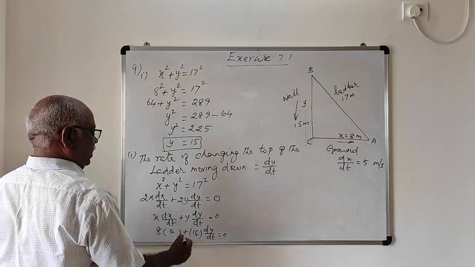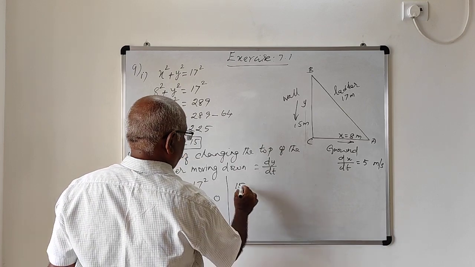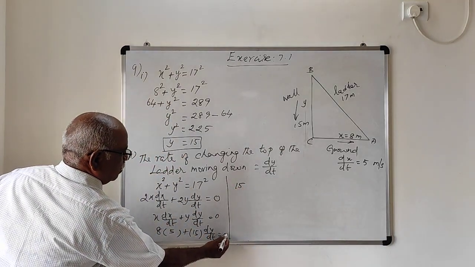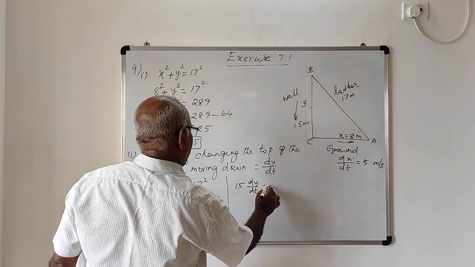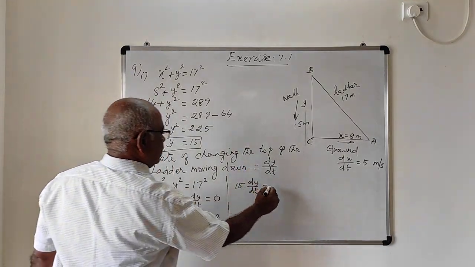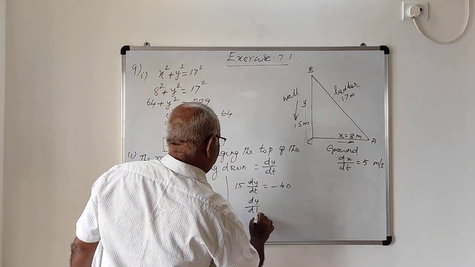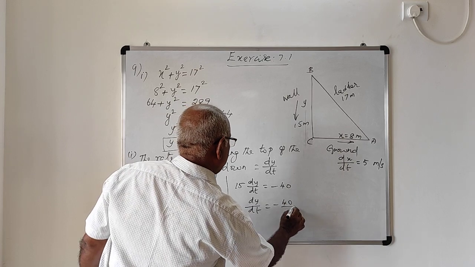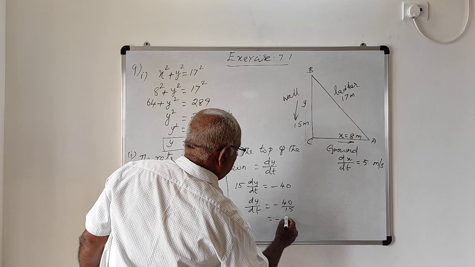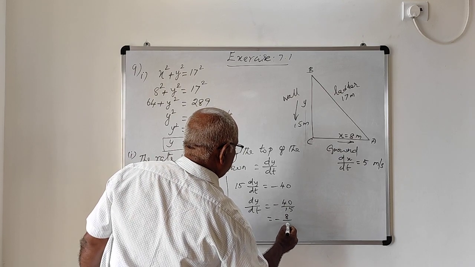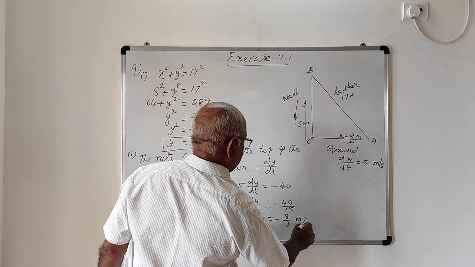So 8 5s are 40, plus 15 dy by dt equals 0. If you bring 8 5s are 40 to the right hand side, this will be minus 40. So dy by dt equal to minus 40 by 15, that's equal to minus 8 by 3 meter per second.